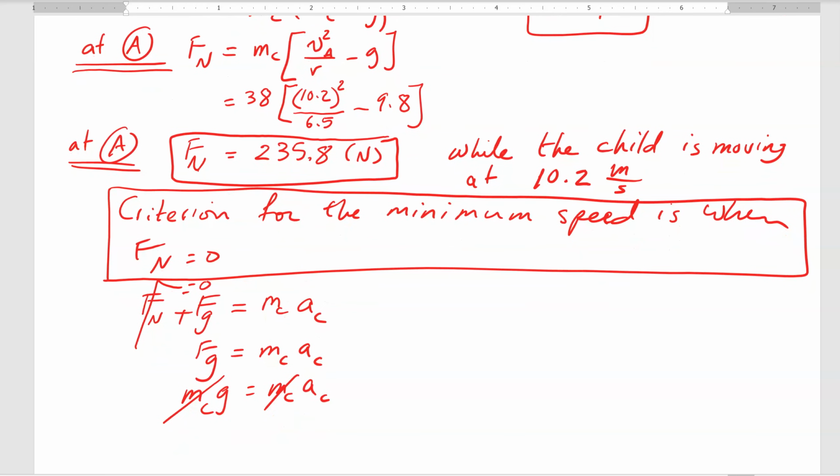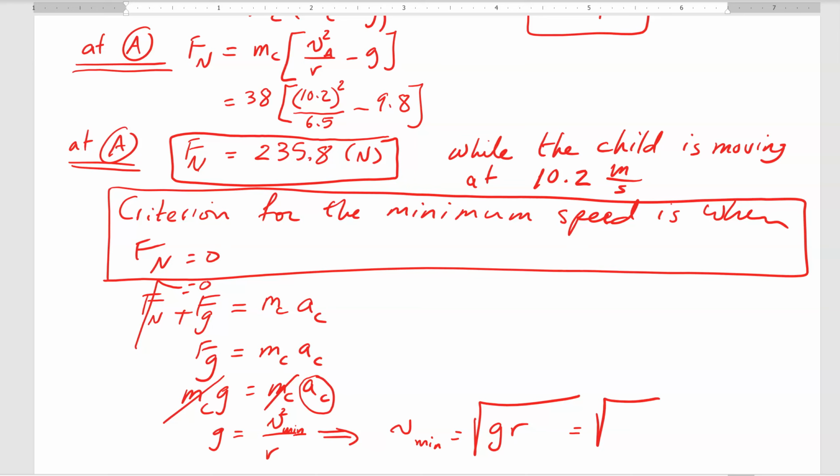I also know that the acceleration, that's the centripetal acceleration, is v squared over r, and this is the minimum velocity, or speed, sorry. So that means now I can solve for the minimum speed, which would be the square root of g times r. So substituting, I have 9.8 meters per second squared times r, which in my case is 6.5 meters, and that gives me a minimum speed of 7.98 meters per second.